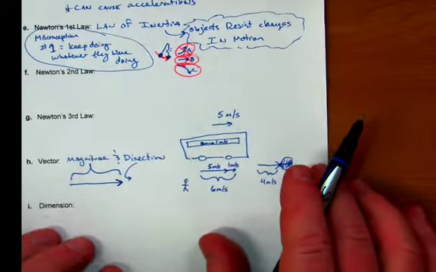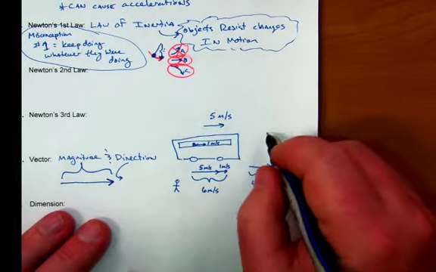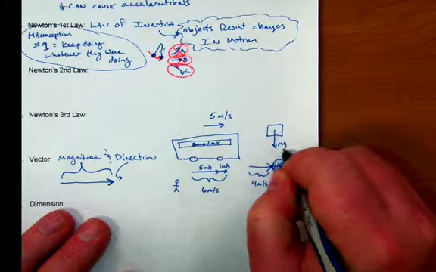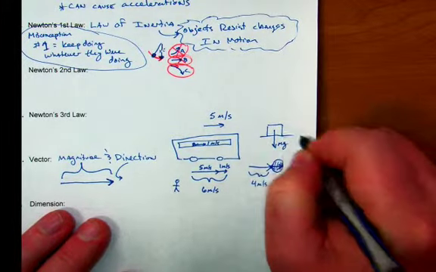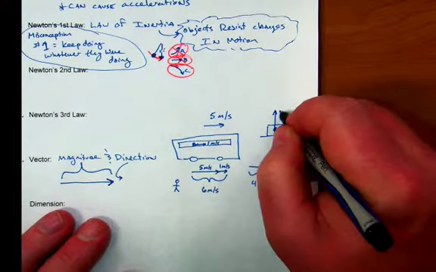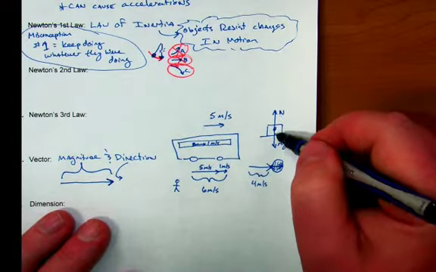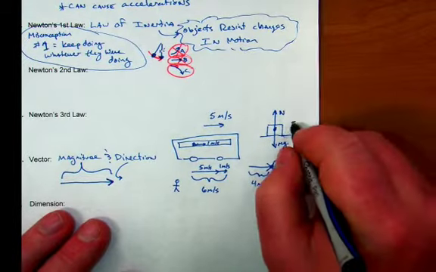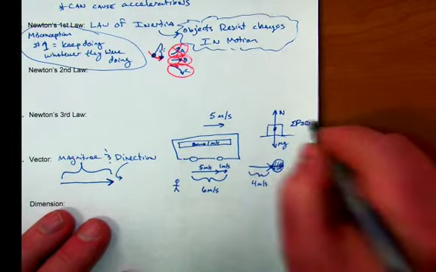The same thing applies for forces. If you have a block on a table and you have the weight of the block pulling it down, and the force of the table pushing it up, you can see that those 2 vectors are equal in length and opposite in direction, so the net force on that block would be 0. Okay?